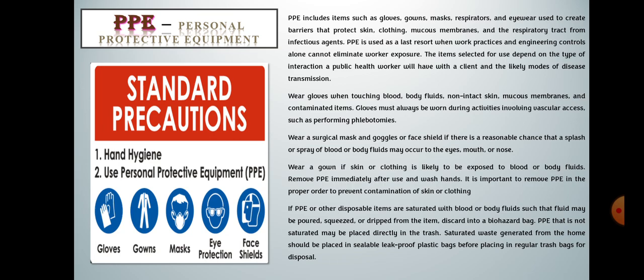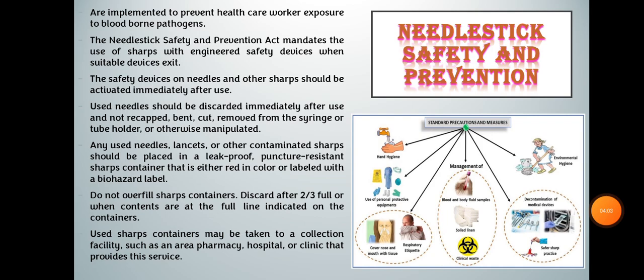If PPE or other disposable items are saturated with blood or body fluid, such that fluid may be poured, squeezed, or dripped from the item, discard into a biohazard bag. PPE that is not saturated may be placed directly in the trash. Saturated waste generated from the home should be placed in sealable leak-proof plastic bags before placing in regular trash can bags for disposal.